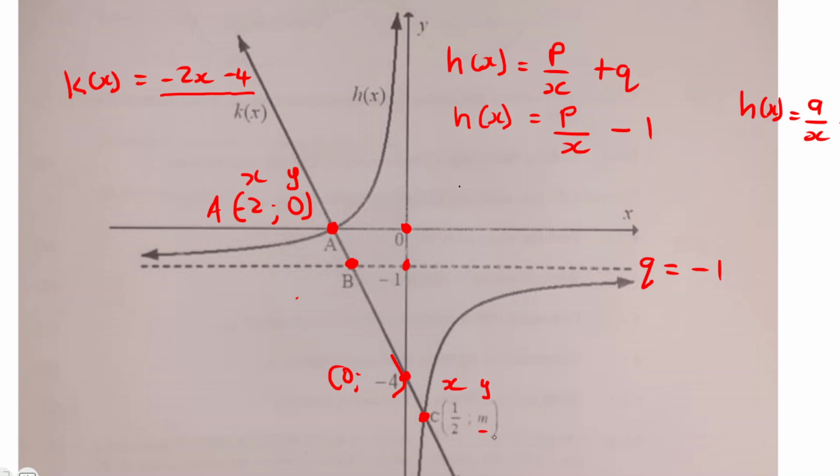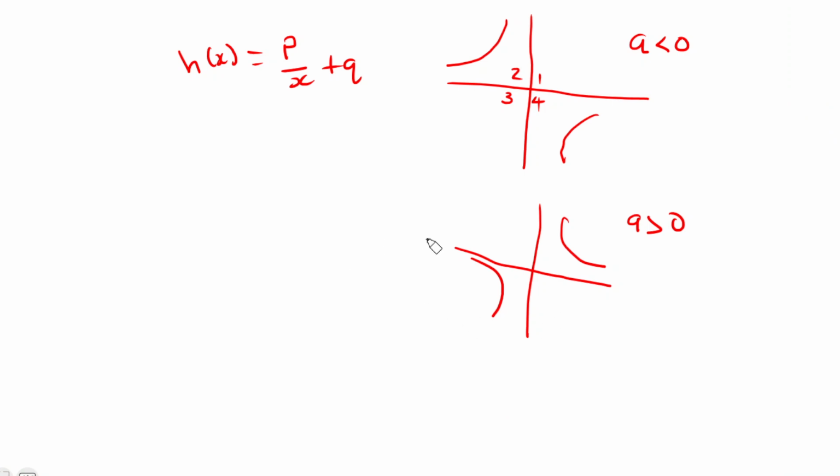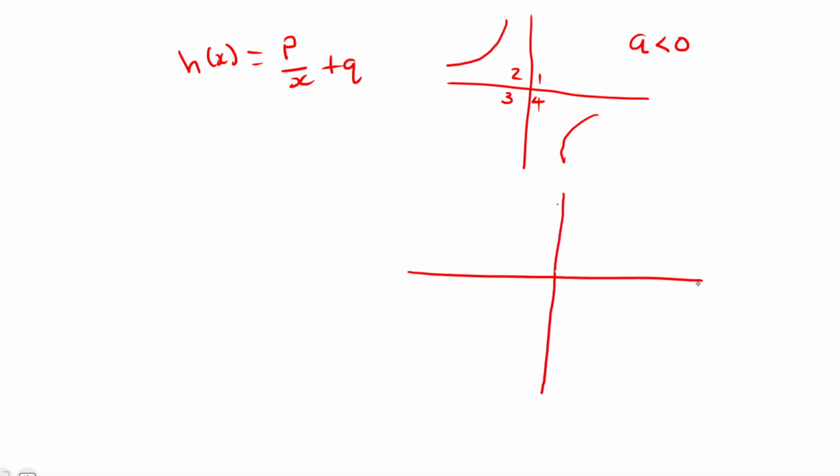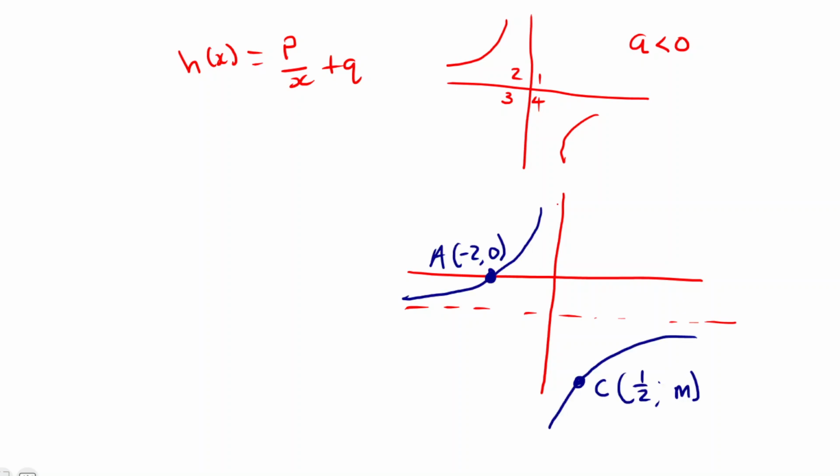I can't use point C because I don't know what M is. So let me give you a picture on the side. We know that it's going to be negative. Now this is how the graph looks like. This was your asymptote at negative 1. So our graph looks something like this. For our hyperbolic graph, we only know point A.